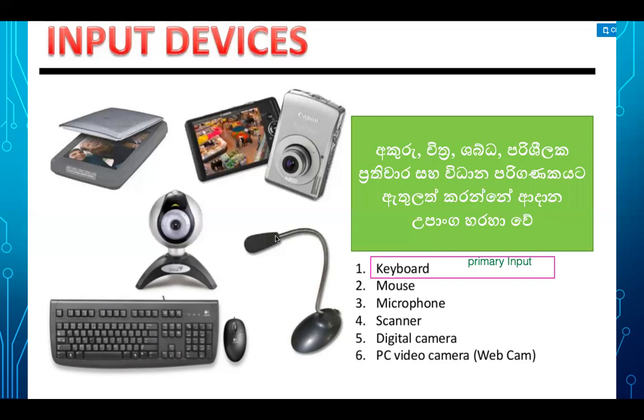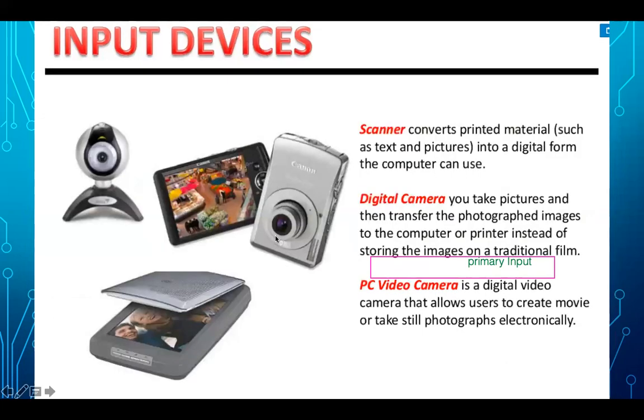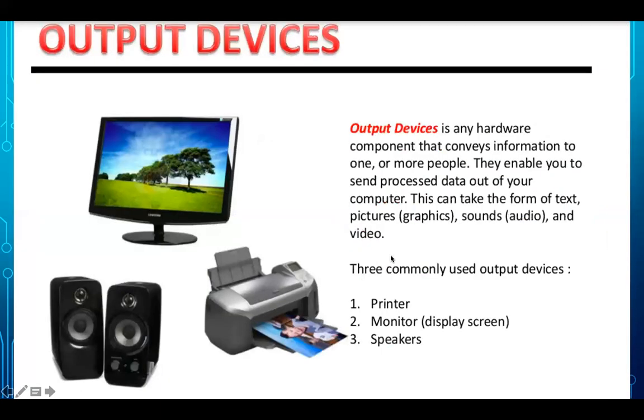Okay, the next thing. Let me clear this. The next thing is output devices. You have 3 basic output devices, but there are more. Can you tell me more examples of output devices which are not here? Sorry?